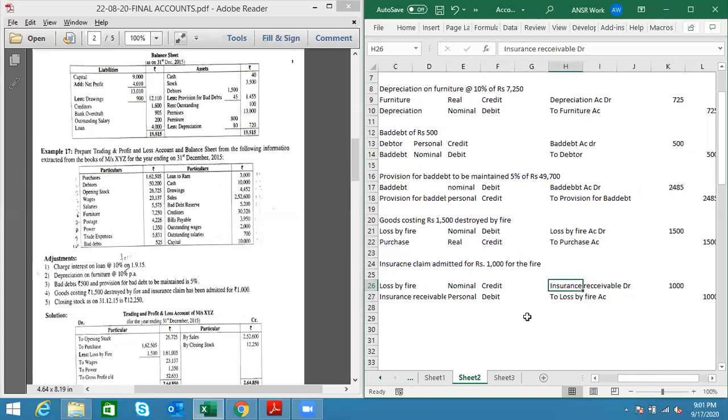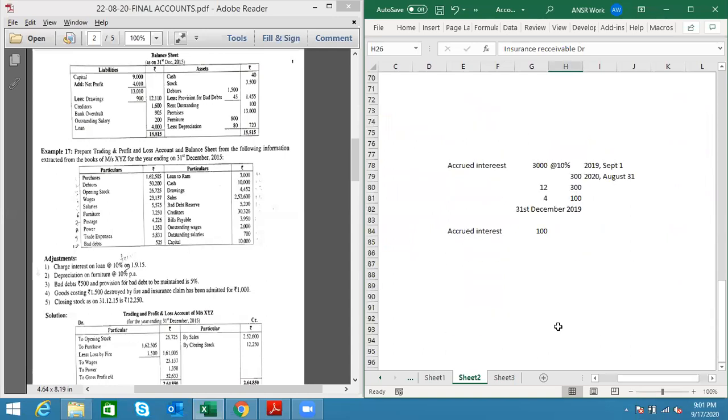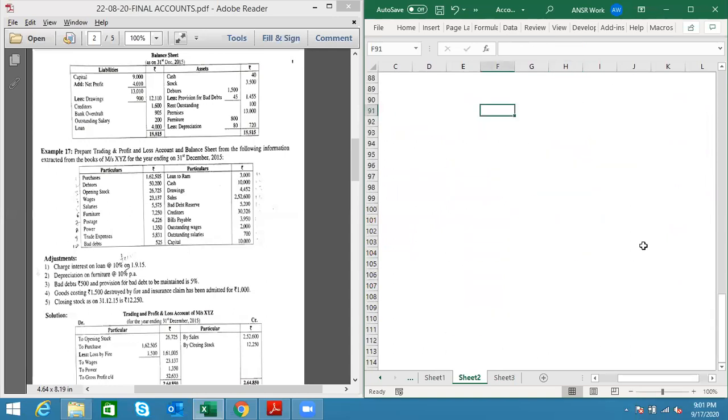Now let me bring in one more new concept, something like this. I'll tell you what. Suppose in my trial balance, my debtors, sorry, not debtors, I'll take one more thing. Suppose my furniture were 7,250. Okay. Suppose just forget everything else. Just think about this. Suppose my furniture in the trial balance was 7,250.